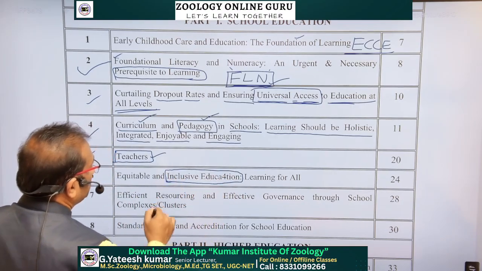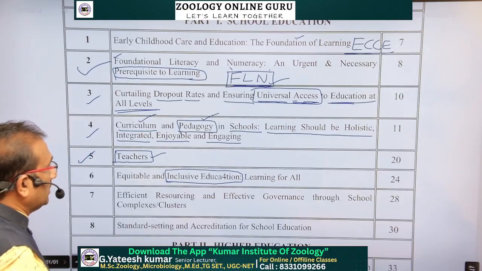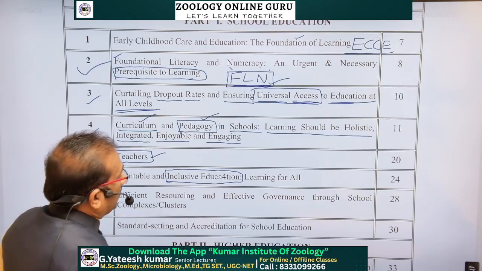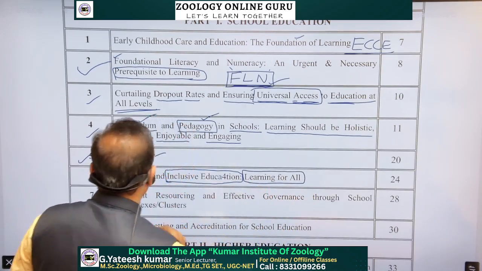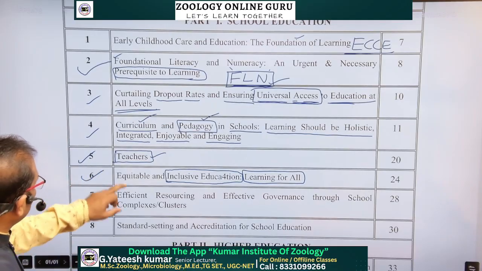Nowadays it is a burning issue in society. The inclusive education system has come into education. So learning for all is the motto for inclusive and equitable education. Learning for all is present in chapter 6.